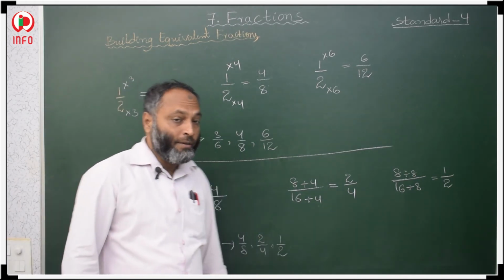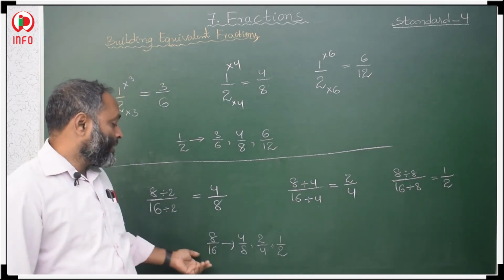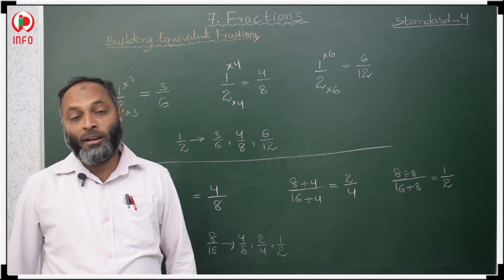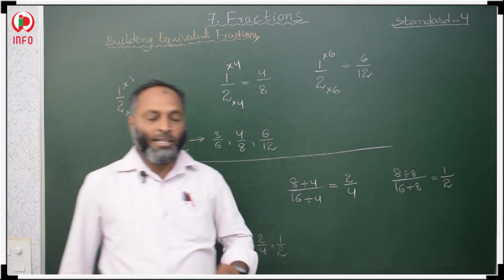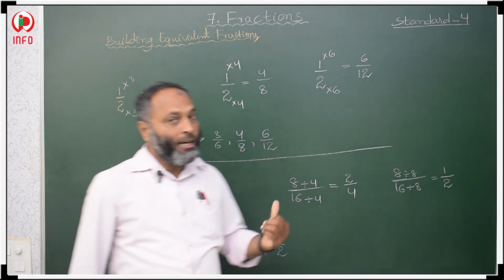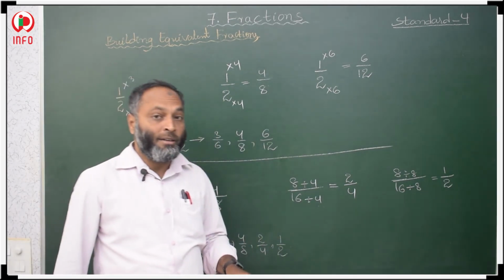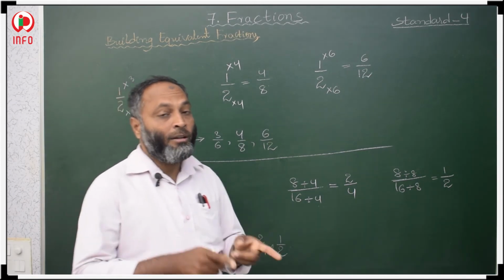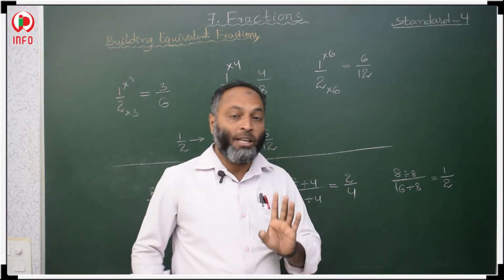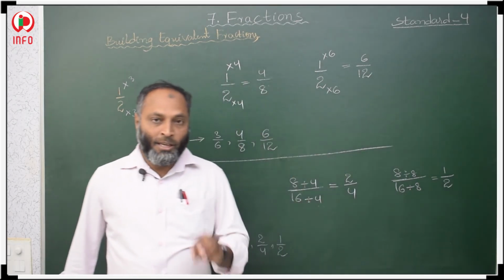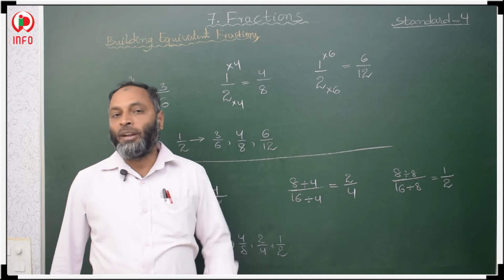Here in division, by using division, how many equivalent fractions can we build? Only a limited number of equivalent fractions we can build. Why? Because here we are dividing with common factors. That many equivalent fractions only you will get, not more than that. When you apply division, you will get limited equivalent fractions.